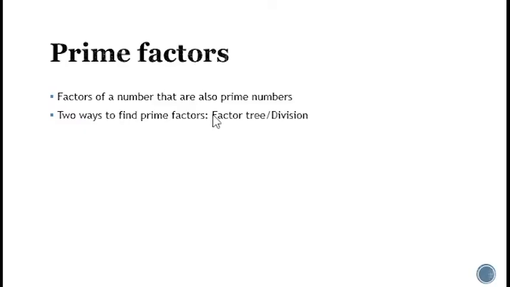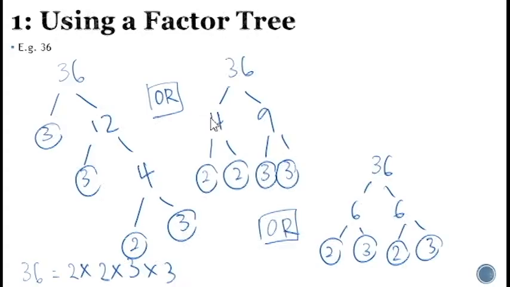Prime factors. Factors of a number that are also prime numbers. 2 ways to find prime factors. Factor tree, division. Using a factor tree, write the number as 2 factors. For 36, you can do it with 3 times 12, 4 times 9, 6 times 6, as long as you remember to split them until you are left with all prime numbers.